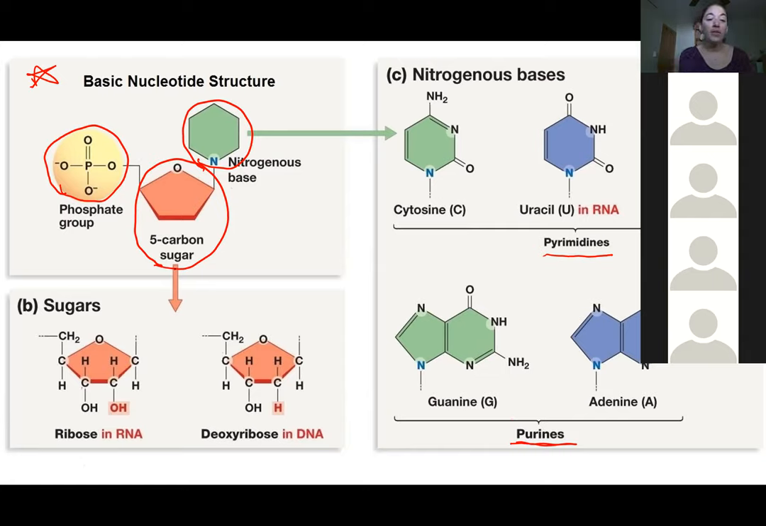When we look at the difference between the sugars in DNA and RNA, the ribose has a hydroxyl group, and the deoxyribose just has a hydrogen. It's only an oxygen that makes these two sugars different. So they're very similar.